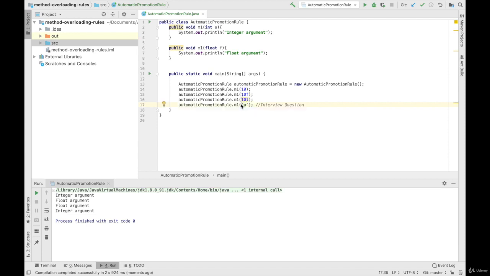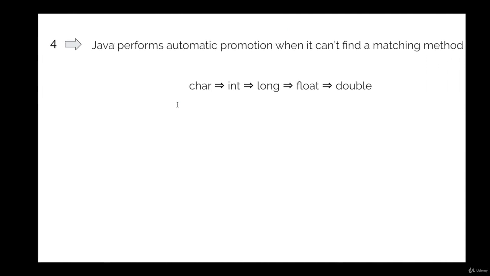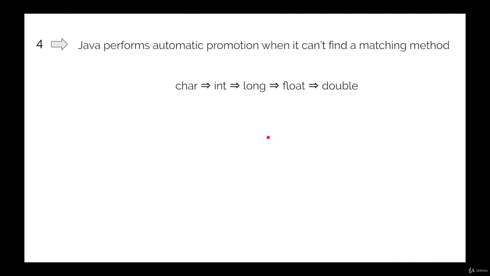So the next possible promotion for character is integer. This you're supposed to keep in mind, because my students have been repeatedly asked this particular question in interviews. So this is also one type of automatic promotion that is possible in Java during overloading when there is no matching method found. So byte can be promoted to short, which can in turn be promoted to integer, long, float, and double.